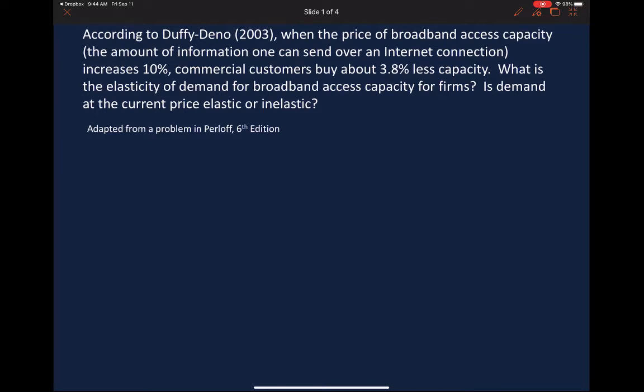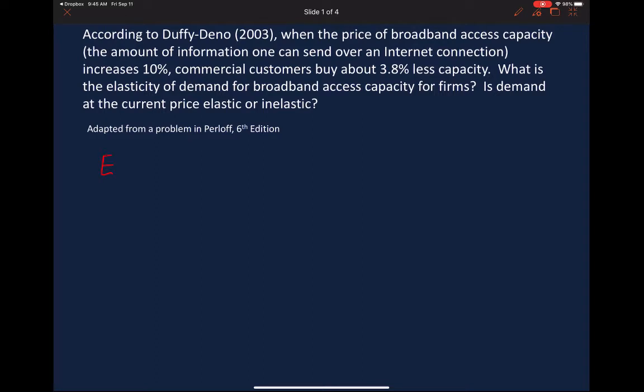According to Duffy and Dino, when the price of broadband access capacity increases 10%, commercial customers buy about 3.8% less capacity. What is the elasticity of demand for broadband access capacity for firms? Is demand at the current price elastic or inelastic?